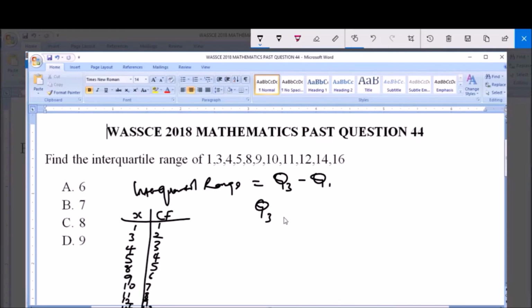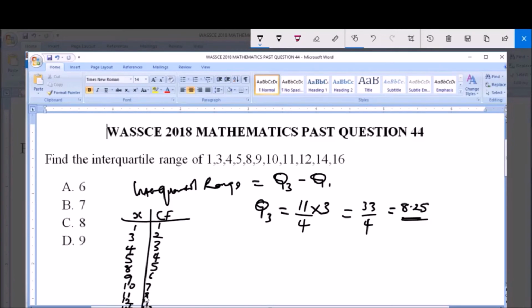Third quartile, which is Q3, is equal to 11, which is the sum of the cumulative frequency, all over 4, then multiply by 3. That's the third quartile. Now this will give us 33 all over 4, and 33 divided by 4 is equal to 8.25. Now we are going to trace this 8.25 on the cumulative frequency. That is, which of these sets of numbers can have a cumulative frequency of 8.25.